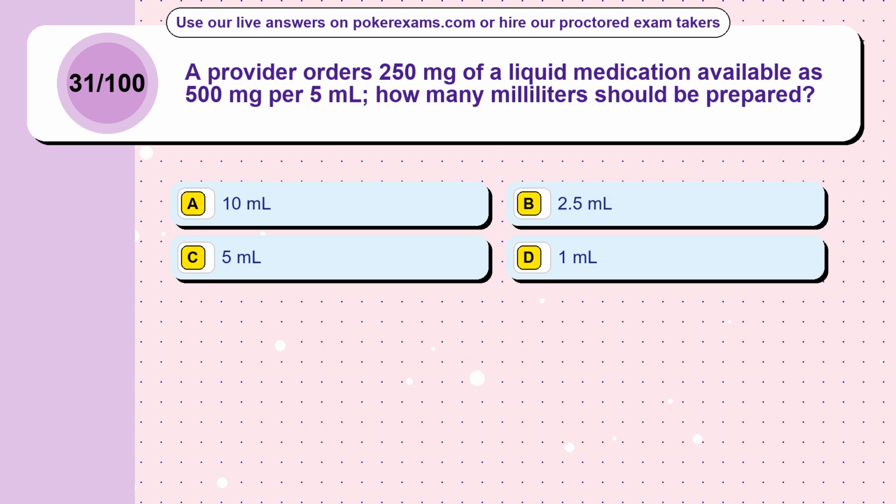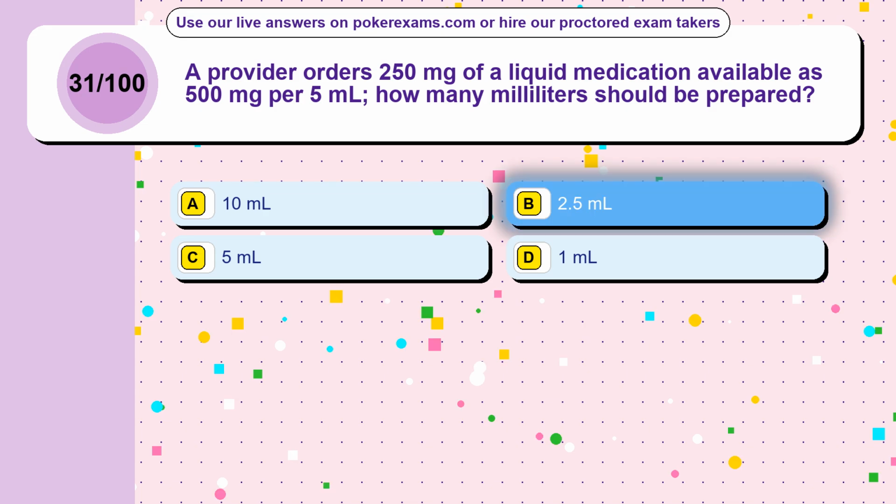Question 31. A provider orders 250 mg of a liquid medication available as 500 mg per 5 ml. How many milliliters should be prepared? Option A, 10 ml. Option B, 2.5 ml. Option C, 5 ml. Option D, 1 ml. The correct answer is option B, 2.5 ml.